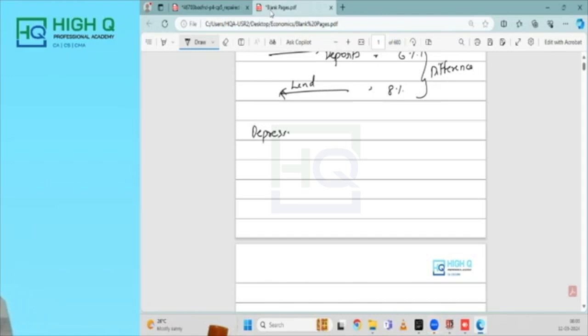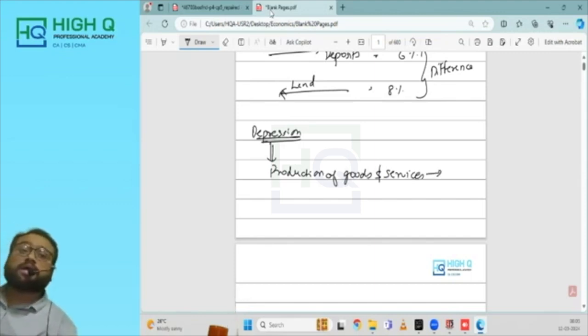Depression. Production of goods and services will be lowest. Yes or no?